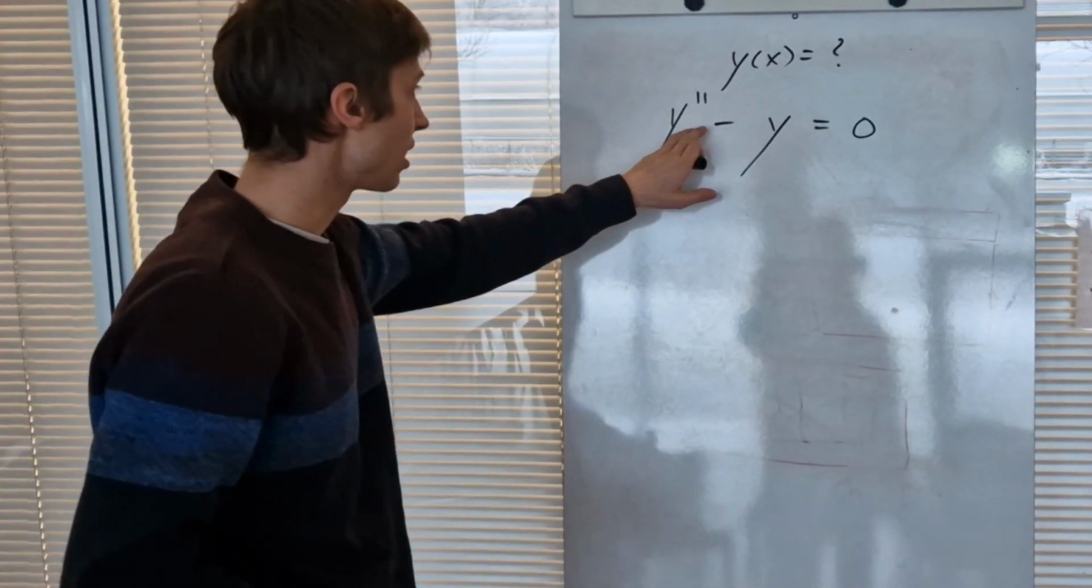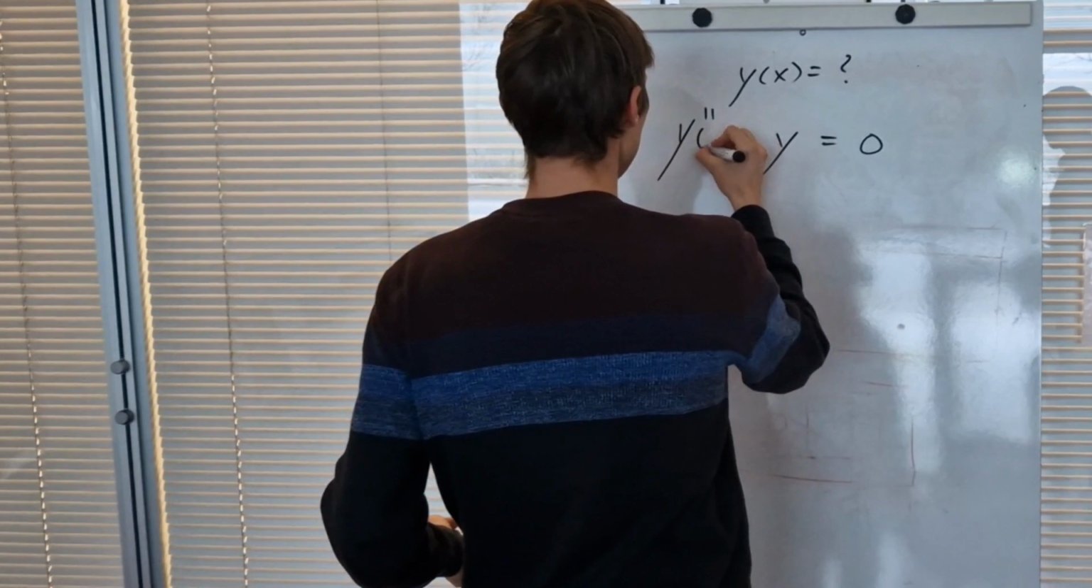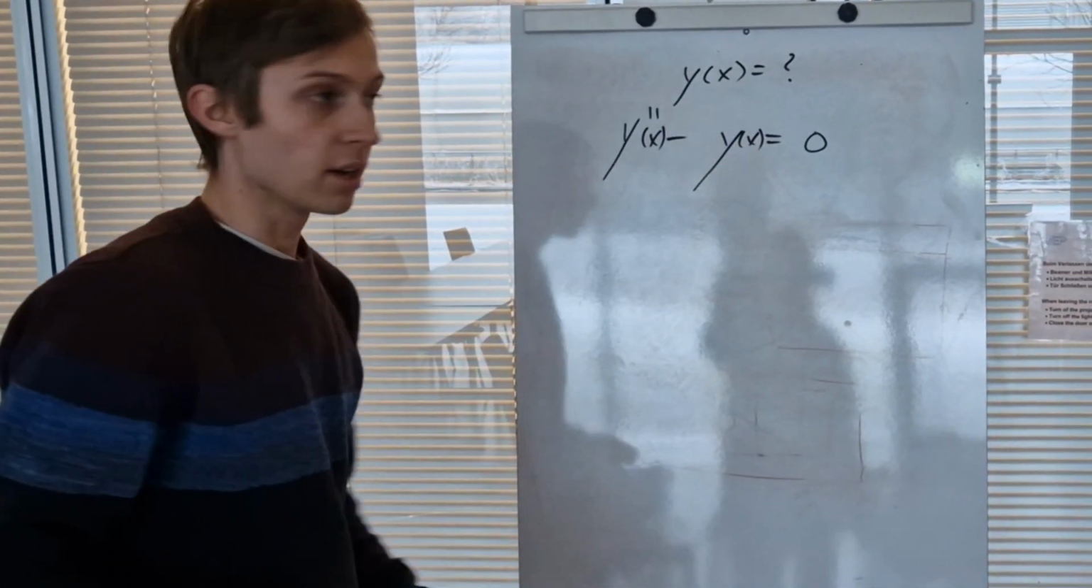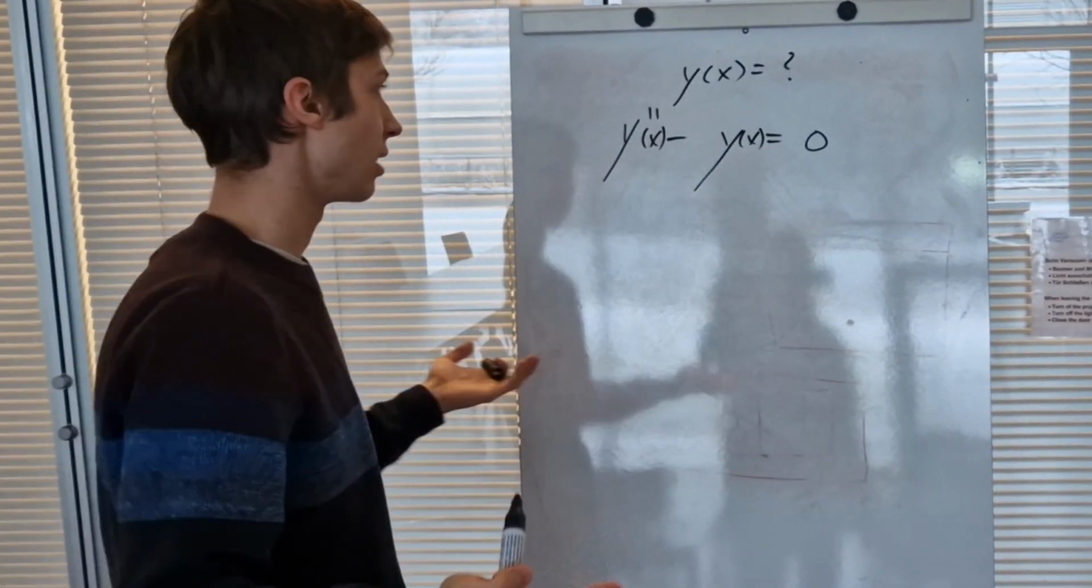Well, when I write y double prime, what I really mean is double derivative of y of x. And y, I mean y of x. But for simplicity, I wrote it that way. We could just leave y double prime and y the way they were.